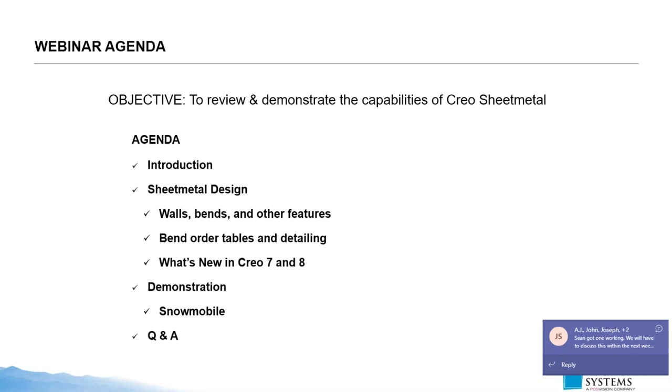I'm then going to talk about what's new in sheet metal in Creo 7 and 8, because we do have some kind of interesting features that have been added in just the last year and a half. So I'm going to cover those. And lastly, I'm going to do a brief demonstration.